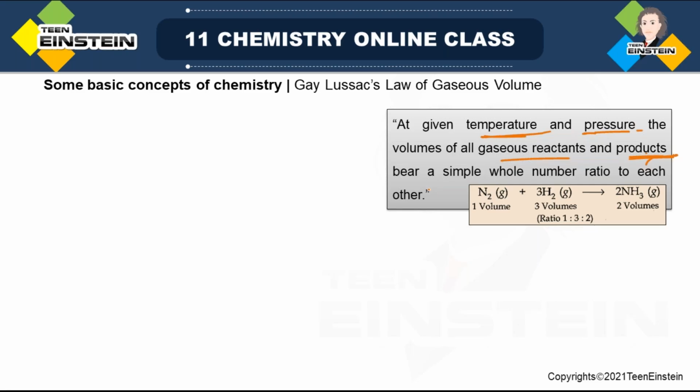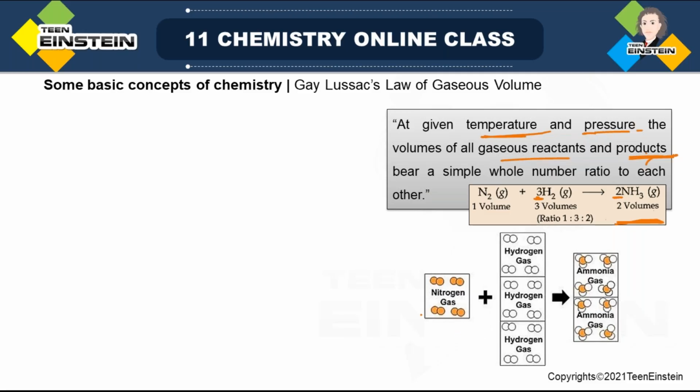Example we have taken, nitrogen is reacting with hydrogen. It is producing ammonia. And if you look at the equation carefully, it is balanced. 2 nitrogen atoms, 3 H2, that means 6 hydrogen atoms. On the right hand side, 2 nitrogen and 2 into 3, 6 hydrogen. So it is balanced. As it is gaseous, nitrogen is one volume, here coefficient is 3, so 3 volumes, and here coefficient is 2, so it is 2 volumes. So the ratio of these volumes is 1:3:2. Okay, so that is according to Gay-Lussac's law of gaseous volume.